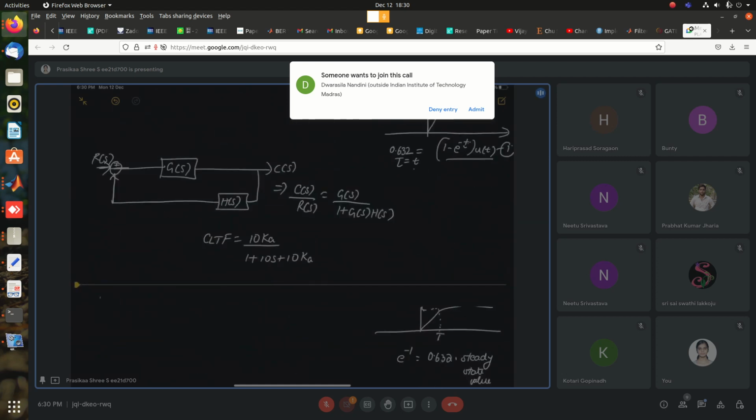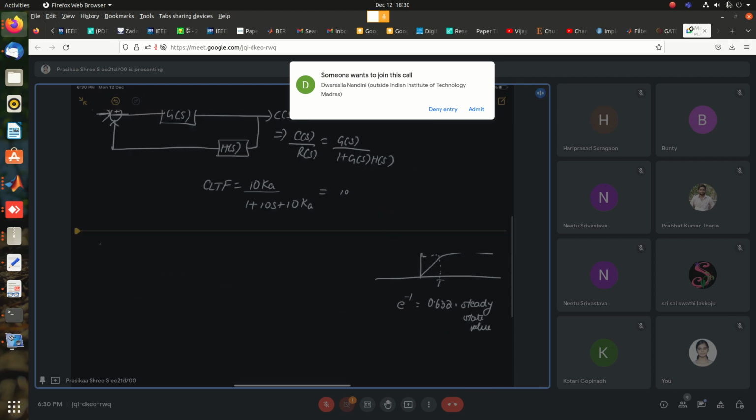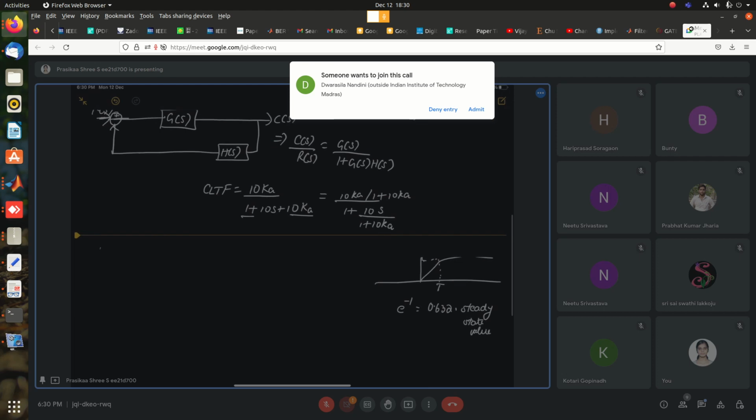So following the same approach, the form should be as here. 10 KA divided by 1 plus 10 KA, you will be having 1 plus 10 S by 1 plus 10 KA. So now the time constant for this CLTF, tau, is equal to this expression, which is equal to 1 plus 1 by 10 plus Ka.